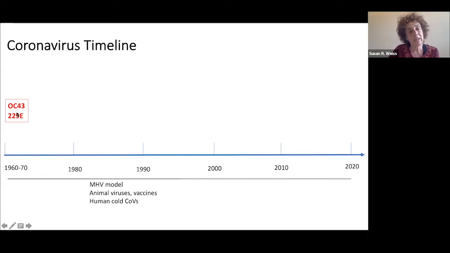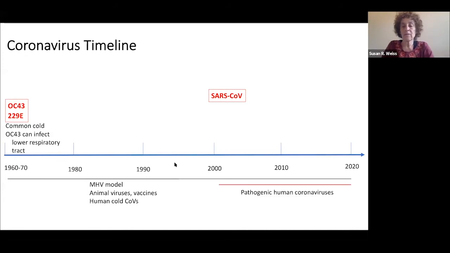So just to summarize again, OC43 and 229E are two common cold viruses. They infect the upper respiratory tract, but OC43 can also occasionally infect the lower respiratory tract and cause more severe disease. The next human coronavirus that we knew about was SARS coronavirus, which emerged in China in late 2002. And then around that time, people started looking for other human coronaviruses. I call this the era of pathogenic human coronaviruses. HKU1 and NL63 were identified as human coronaviruses, HKU1 causing pneumonia and NL63 causing croup and bronchiolitis. So these viruses cause more severe diseases than the cold viruses, but certainly much less severe than SARS.